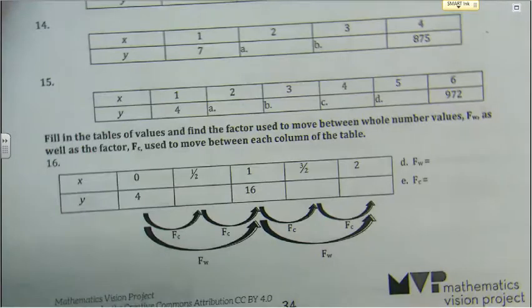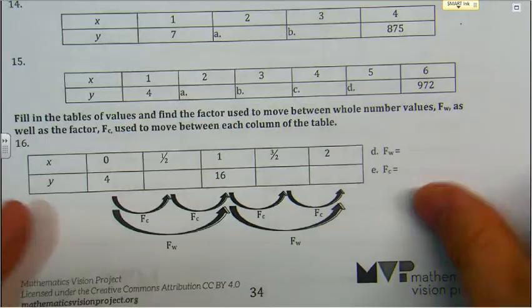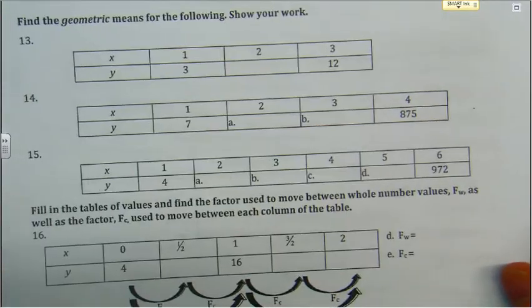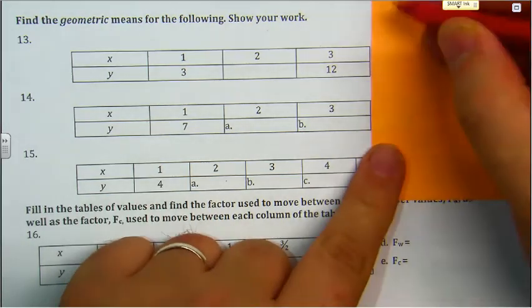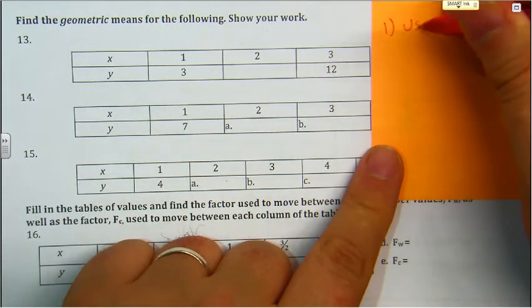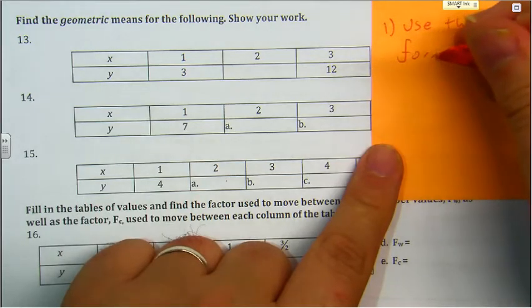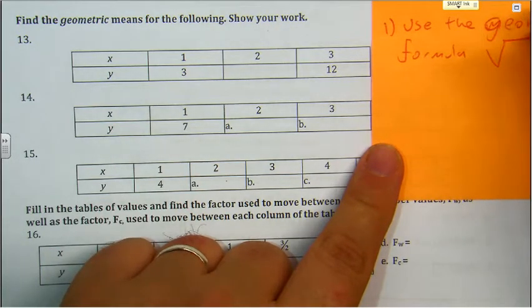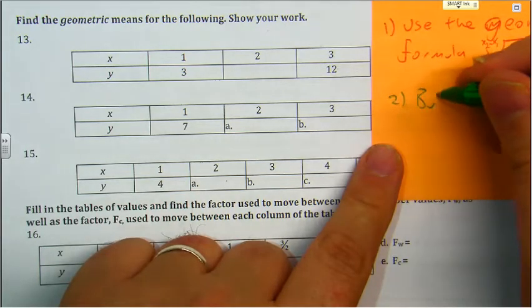Next, geometric means. Again, we've got a couple different ways of being able to get our geometric means. Okay. So our ways for finding our geometric means are, one, use the means formula, the geo-means formula. And remember, that was x2 minus x1 root of y2 divided by y1. Or we can also build an equation.